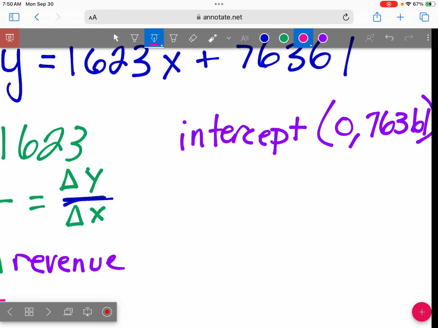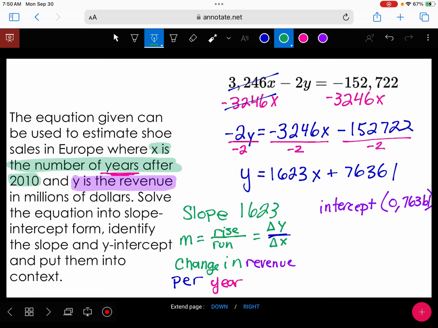So how do I put my y-intercept into context? We've done ones like this before. What does the point 0, 76,361 mean in this context?